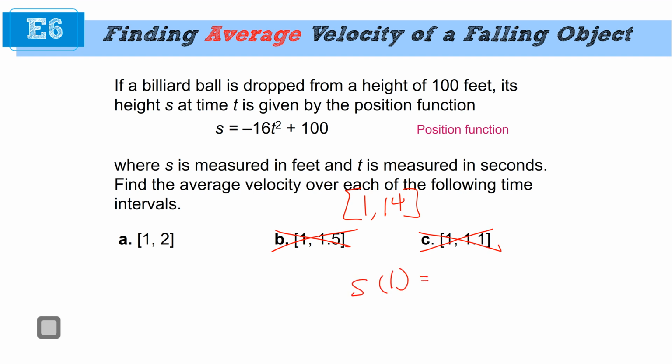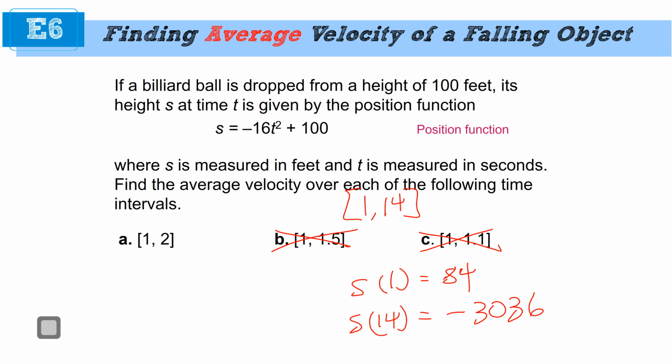What was S of 1, 84? Yeah, 84. S of 14, 36? Oh, I'm thinking about the wrong thing. 14 squared. What's S of 14? Negative 3,036. Yeah. Okay, let's stop and talk about that.